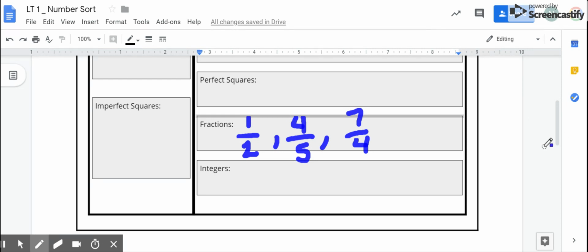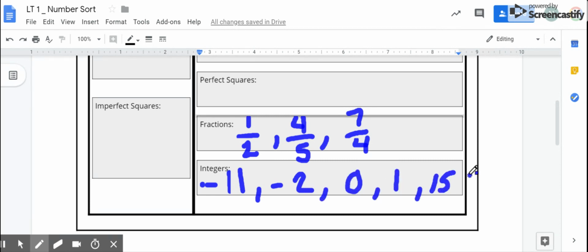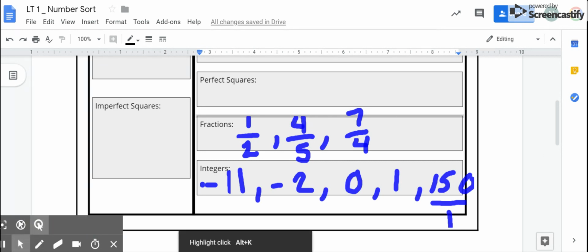Now, if I'm looking at integers, integers are whole numbers and their opposites. So that's kind of like my negatives and my positives. So we can have, let's say, -11, -2, 0, 1, and then maybe 150, right? So those are my integers. I know they are rational because any integer can be written as a fraction because we can really write any of these numbers over 1.